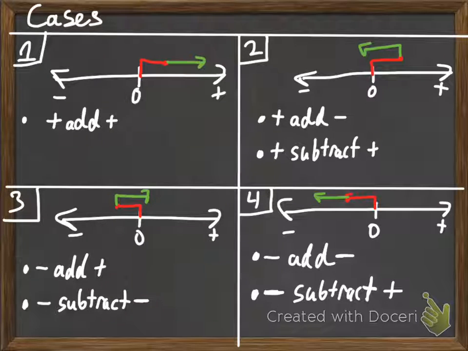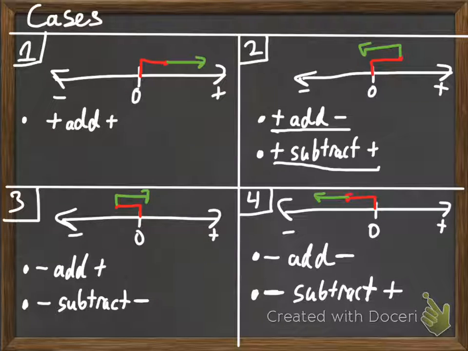So case 1. In case 1, we have our red line, which is our start. So we're starting with a positive, and we are adding a positive. So we're starting with a positive number, and we're making it more positive. In case 2, we have a positive number, and it's going smaller. It's either going to be a smaller positive number or it's going to be a negative number. Now there's two instances where this happens. This happens when we have a positive number and we add a negative number, or we have a positive number and we subtract a positive number.